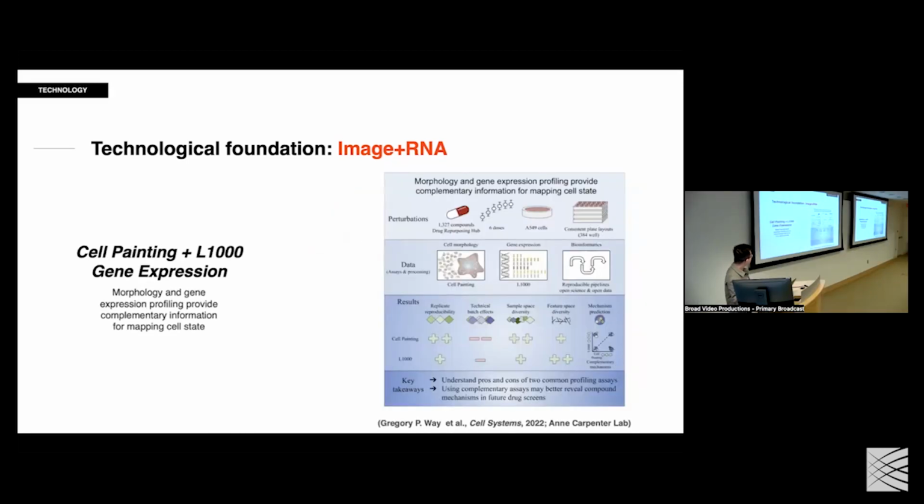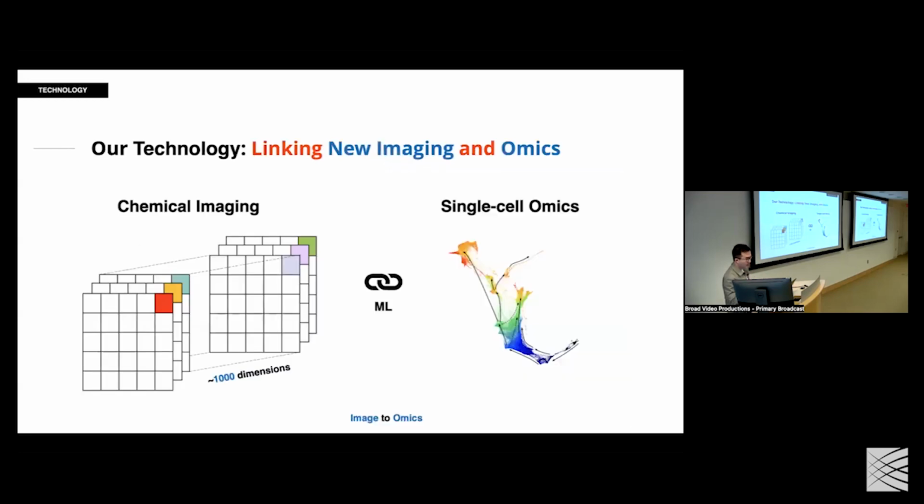And also here, for example, at the Broad, Carpenter's lab pioneered cell painting for drug discovery, and we're also trying to integrate the cell painting data with L1000 gene expression data, and then infer the gene expression from this cell painting information. So that's basically all the background that I wanted to give you about different kinds of imaging and omics data that people have been trying to generate and link together.